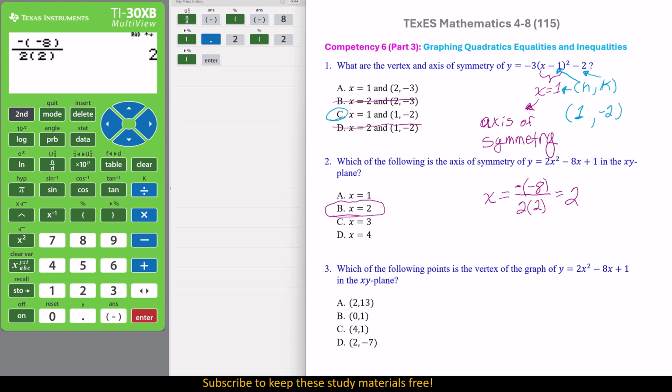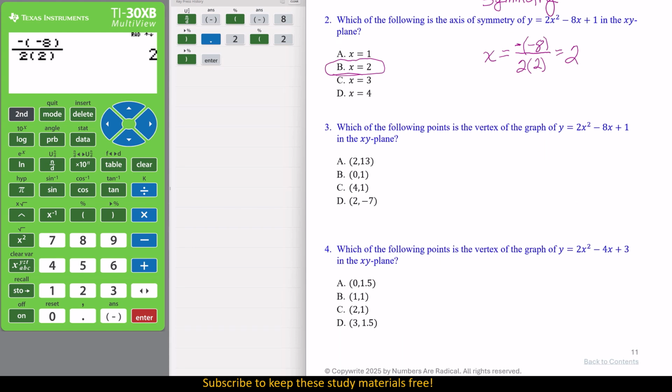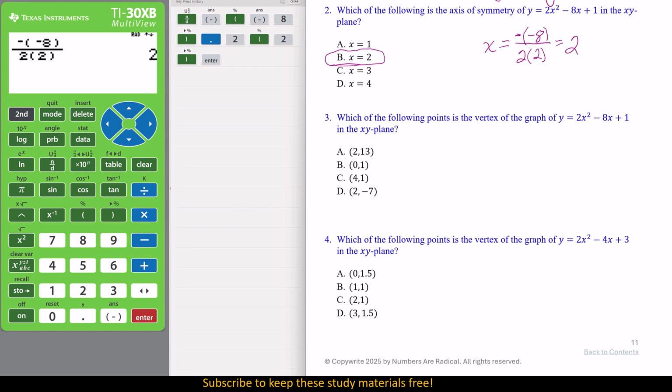All right, let's look at number 3. Actually, we could go up here. Which of the following points is the, oh, you know what? I promised that we would check that in the calculator. It says, which of the following points is the vertex of the graph of y equals 2x squared minus 8x plus 1? Same equation. Let's put it in the calculator and look.